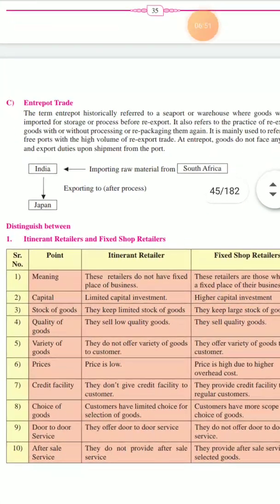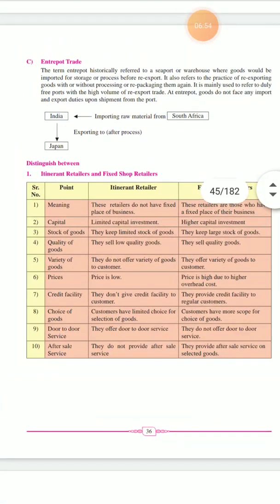Now we'll see the distinctions. Okay, as we know, we have seen different types of retailers. Now here we'll see the difference between itinerant retailers and fixed shop retailers. Now who are itinerant retailers? Itinerant retailers are those retailers which do not have a fixed place of selling. Okay, they move from one place to another, whereas fixed shop retailers have a fixed place of selling. Okay, so these retailers do not have a fixed place of business, whereas fixed shop retailers are those who have a fixed place of their business.